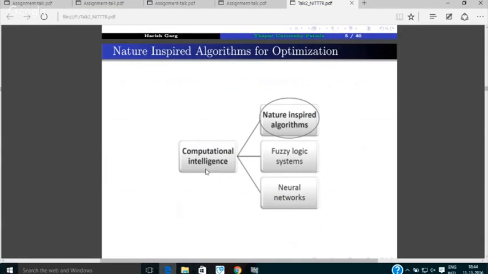Any computational intelligence is based on intelligence programs. These are divided into 3 parts: one is nature inspired algorithms, second is fuzzy logic, third is neural networks. Have you heard about these 3 words before? What is a fuzzy logic system? What is a fuzzy set? Have you heard about the fuzzy set? That something is red or not red.